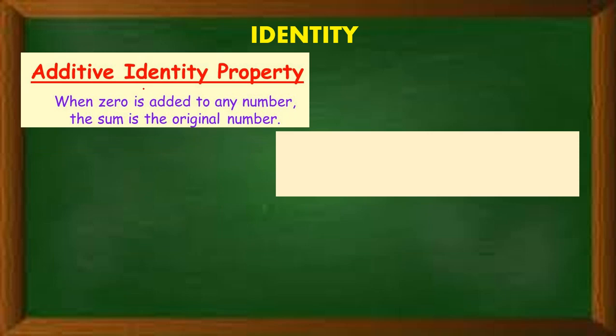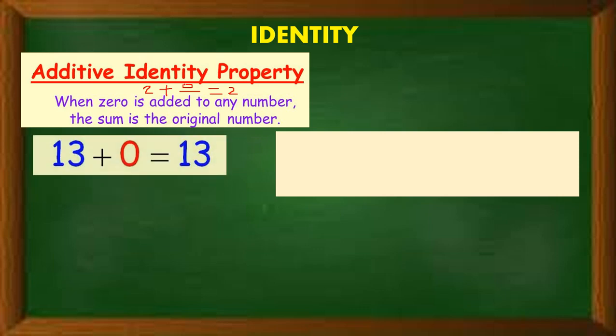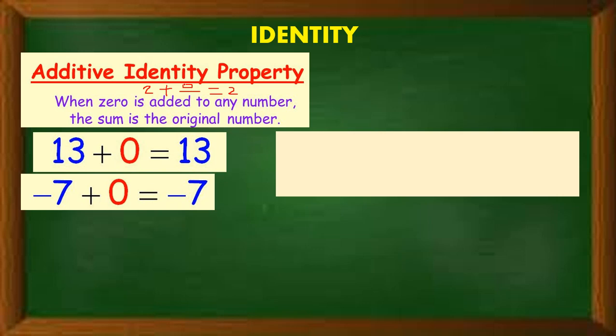For example, if I want to add something to 2 and get the same number 2, what do I have to add to 2? Nothing. I don't need to add anything. That means I am adding 0, so 2 plus 0 equals 2. 13 plus 0 is 13, and minus 7 plus 0 is minus 7.